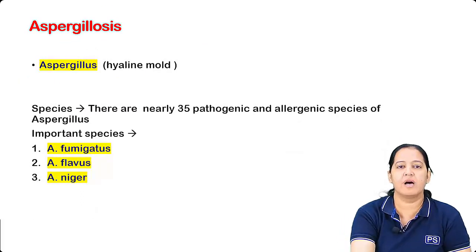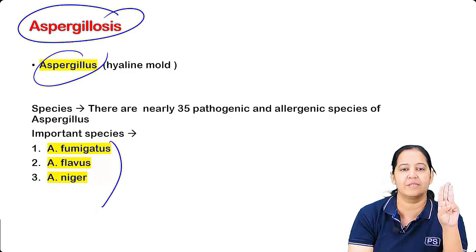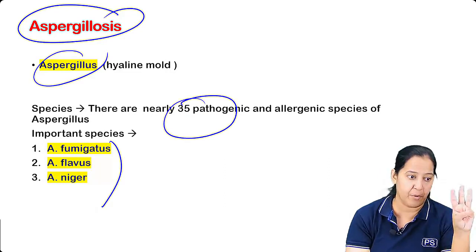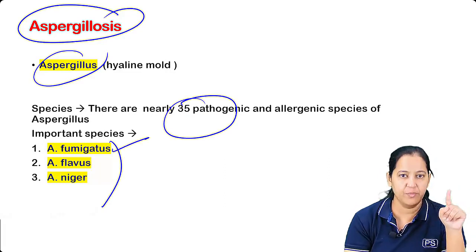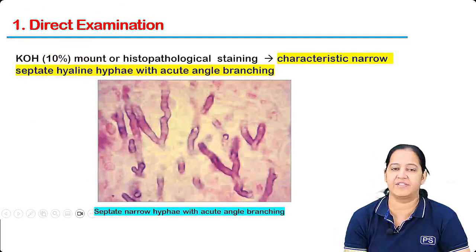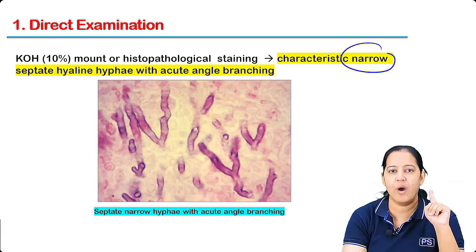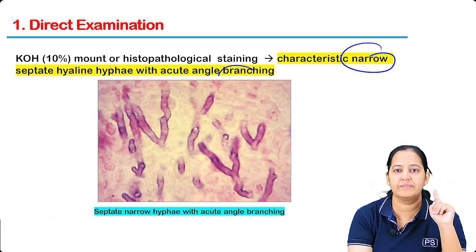So coming on the last fungus, aspergillus. I have already explained you aspergillus. Aspergillus is of three types. I mean, there are many types, but three are important in our syllabus. So aspergillus fumigatus, flavus, and niger. Direct microscopy, I explained you many times. You can see the narrow hyphae, the narrow branching, acute angle branching, and septa.